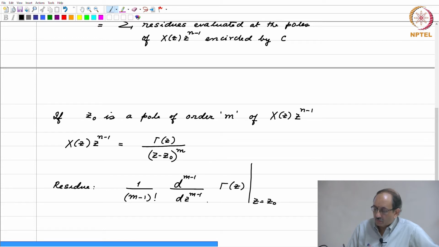So, as you have seen in the case of partial fraction expansion, if you have to calculate the residue at a pole, you need to cancel that pole out by multiplying by z minus z naught if it were a simple pole, and then evaluate the rest of the expression at the location of the pole. So, this is exactly what we have done here.